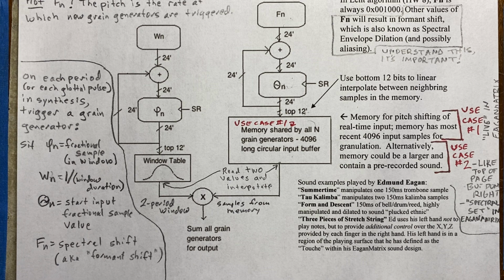So you just heard them there. I'll do them again. So yeah, 250 millisecond samples, and that's the kalimba. So here's another example. Here we have 150 milliseconds of three different things: a bell, a drum, and a reed.